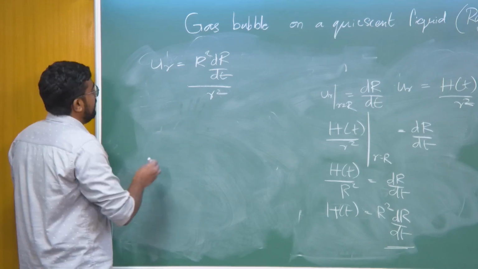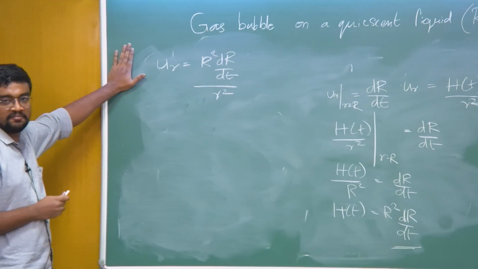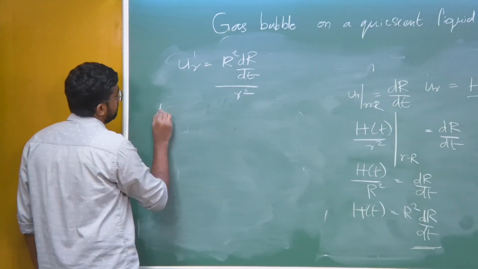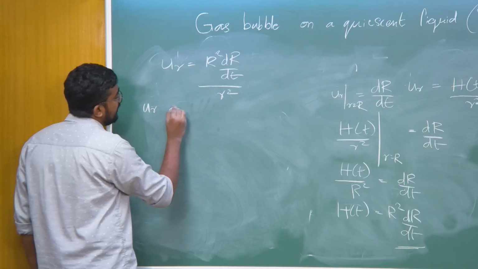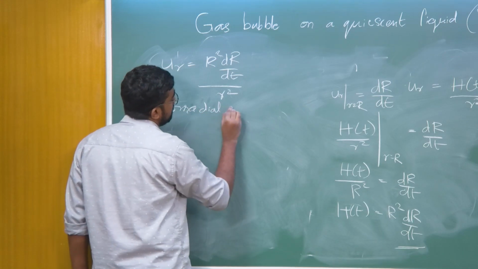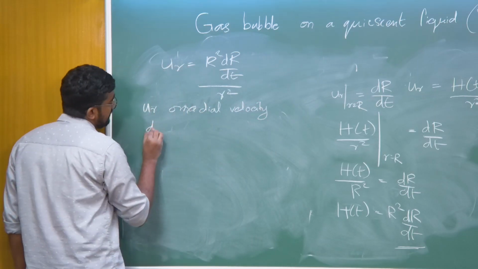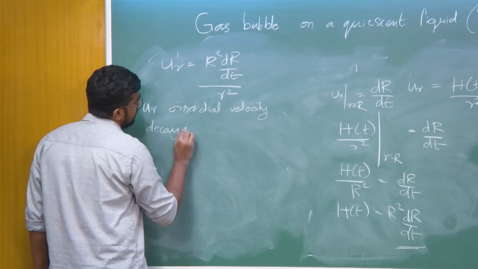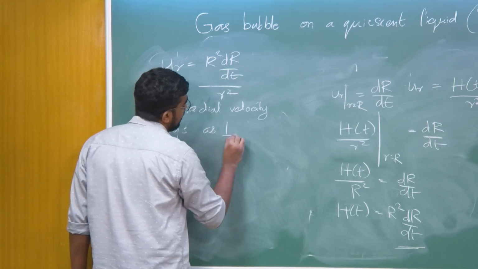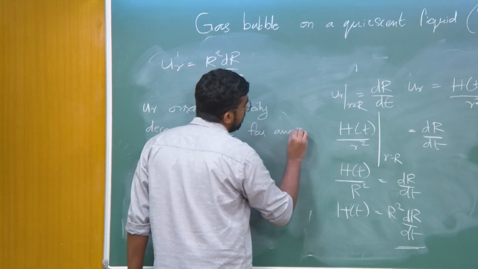Now, what does this mean for our flow field? u_r, or radial velocity, decays as 1 by r square far away from the bubble.